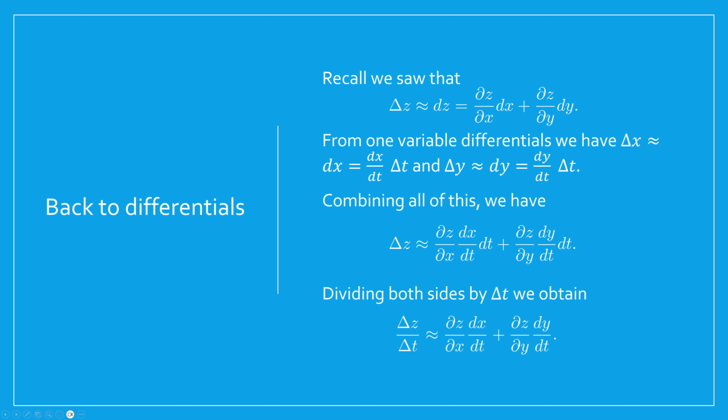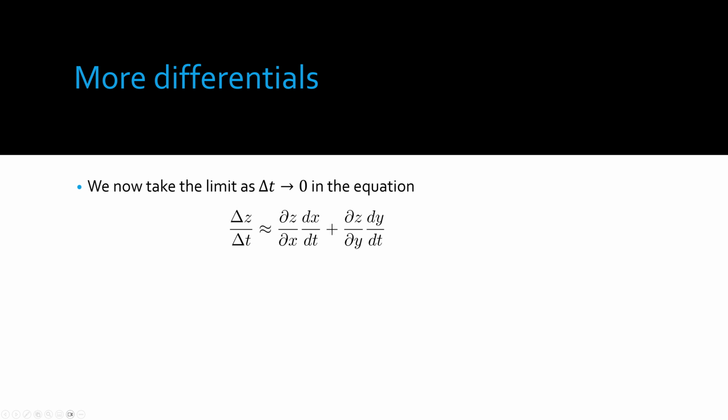Remember, since t is our independent variable here, dt is delta t. So I can divide both sides of this equation by delta t, and I'll get delta z over delta t is approximately the partial of z with respect to x times dx dt, plus the partial of z with respect to y times dy dt. Now we take this equation and let delta t go to 0. If we do that, the left-hand side becomes dz dt. So dz dt is the partial of z with respect to x times dx dt, plus the partial of z with respect to y times dy dt. That's our chain rule for a function with two variables x and y, each of which is a function of t.